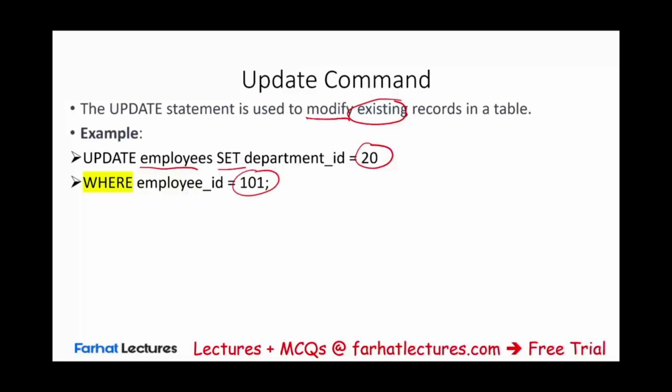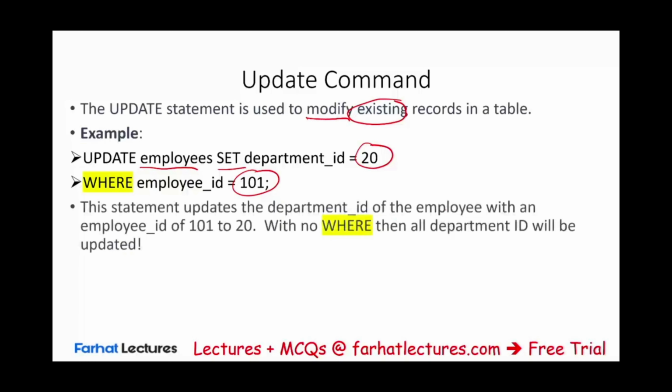What does that mean? It means update the department ID for the employee with an employee ID of 101 to 20. So it's very important here to use the where clause. What we're saying is we want to update the employee with ID 101, set their department ID to 20. For example, if an employee is transferred from marketing to finance, or from sales to accounting, we have to change that record. So this is how we update the ID.